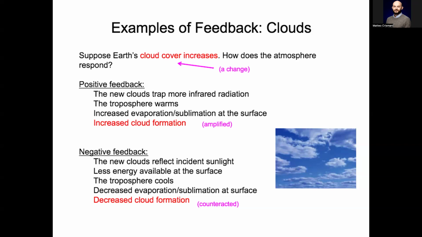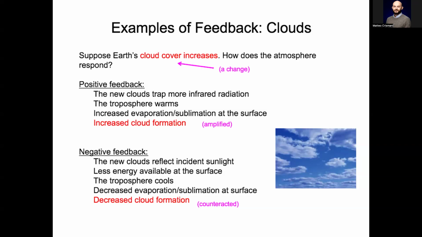So you might have, say, a little pond or something, create some clouds, and then they reflect light, and it cools that area, and the clouds dissipate. This is a negative feedback. Positive feedback, negative. Bad examples or okay?